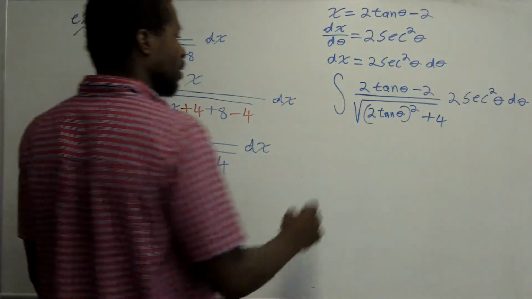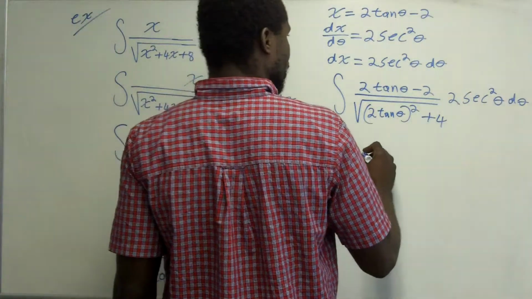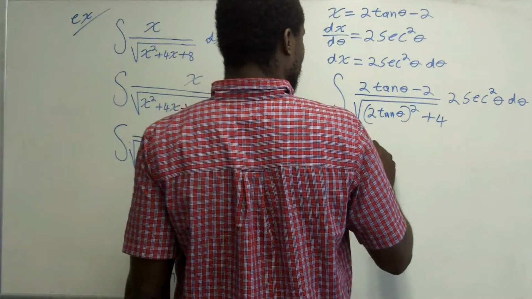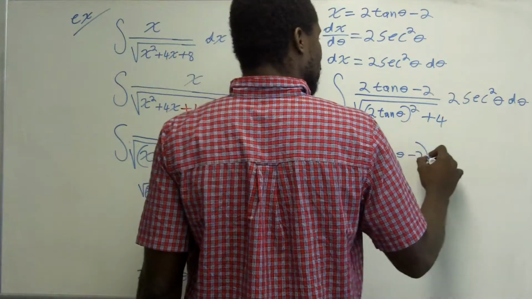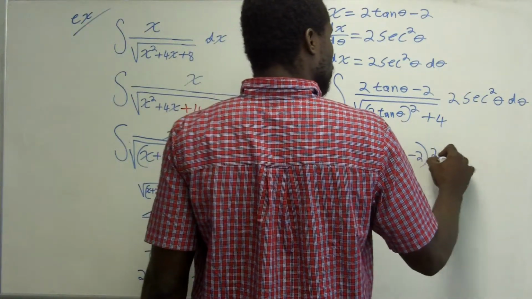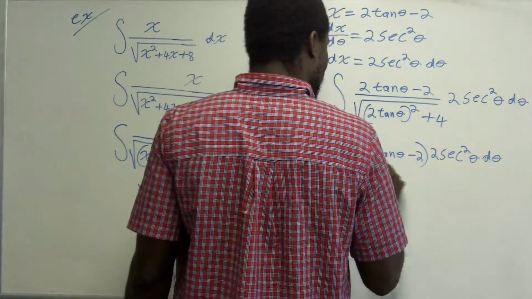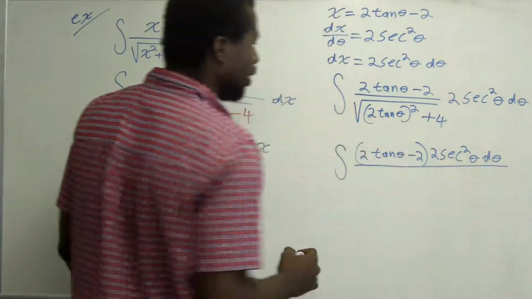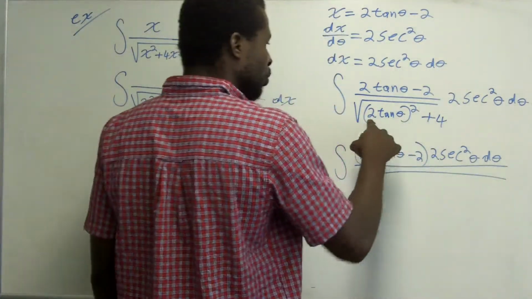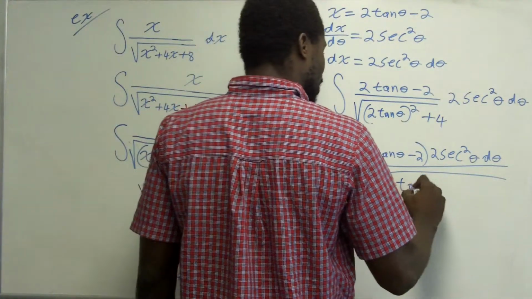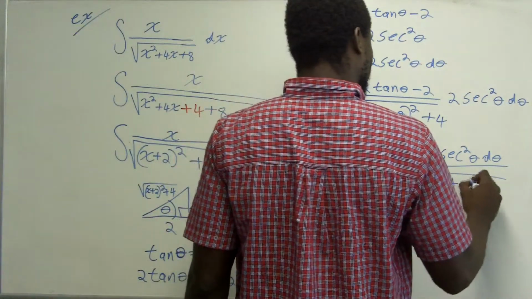And let's see what I have here. This is the integral of 2 times the tangent of theta minus 2, times 2 secant squared theta d theta, over, and in the denominator I see this is going to be the square root of 2 squared, which is 4, tangent squared of theta, plus 4.